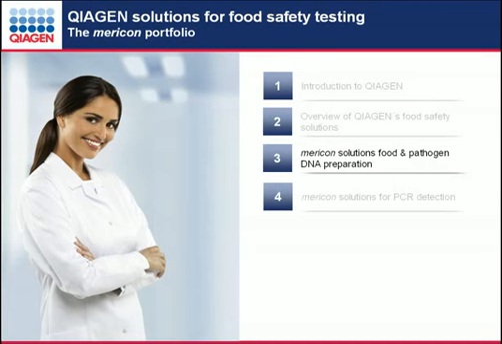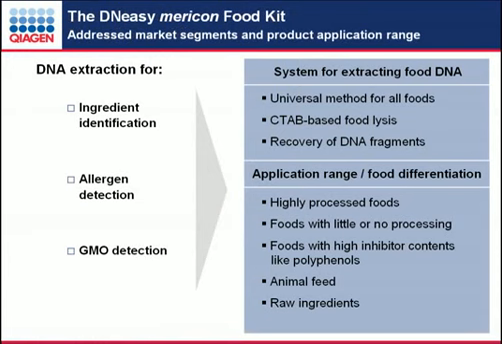So let's delve a little bit deeper into the QIAGEN solutions for food and pathogen DNA prep. Let's talk about the DNeasy food prep first. There are many challenges with getting DNA from food because it's highly complex, and the food frequently has been highly processed. So with high processing and high complexity, you get big difficulties in making DNA.